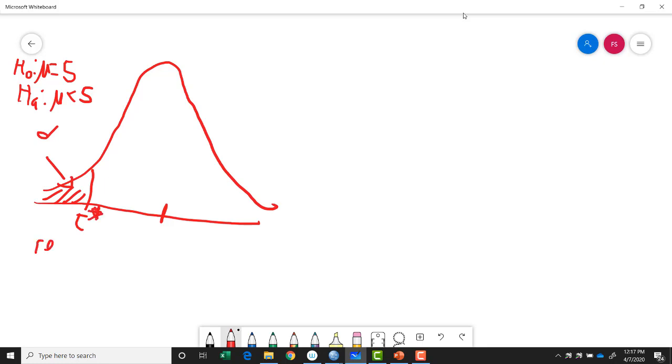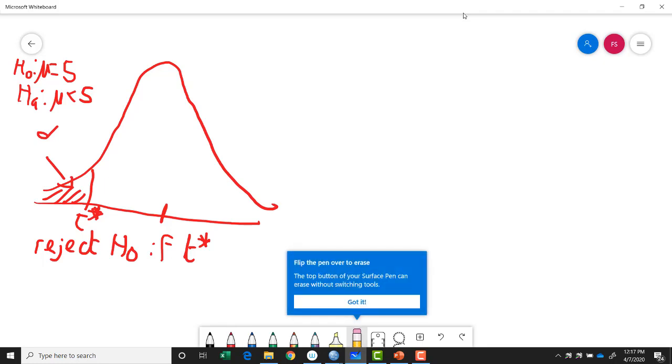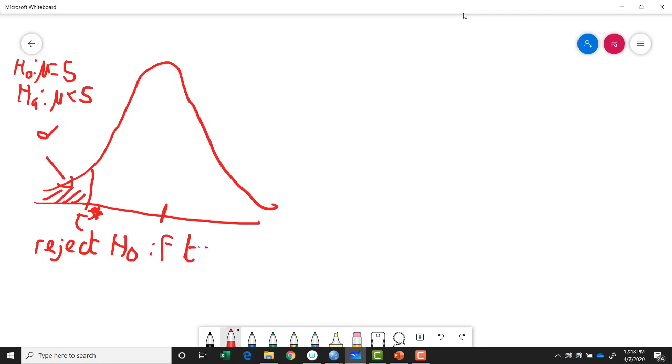So here we're going to reject H0 if my t star, and in this case we're looking to the left, so I'd reject if my t is less than my t star, which is going to be t minus alpha with, in this case, my degrees of freedom. But again, don't worry about that. We're just worrying about directions at the moment.